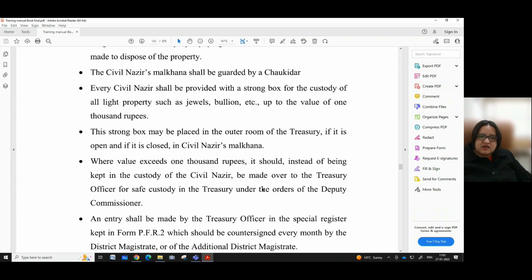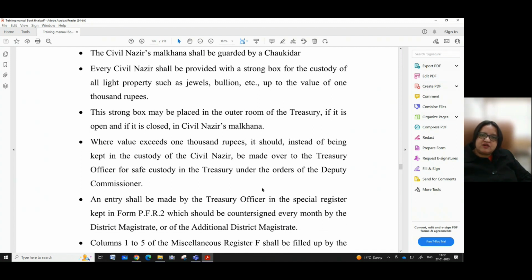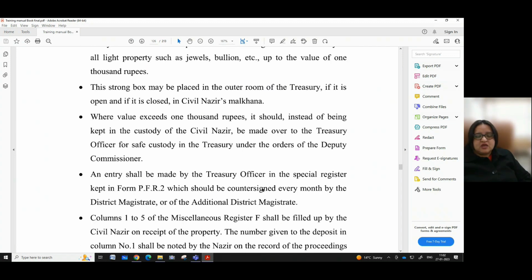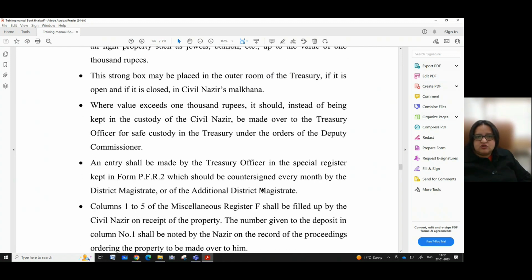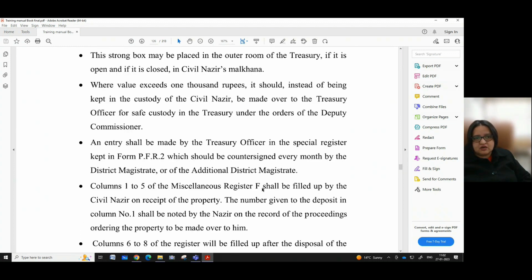The civil Nazir's Malkhana shall be guarded by a chowkidar. Every civil Nazir shall be provided with a strong box for the custody of all light property such as jewels, bullion, etc. up to the value of 1,000 rupees. The strong box may be placed in the outer room of the treasury if it is open, and if it is closed, in civil Nazir's Malkhana.